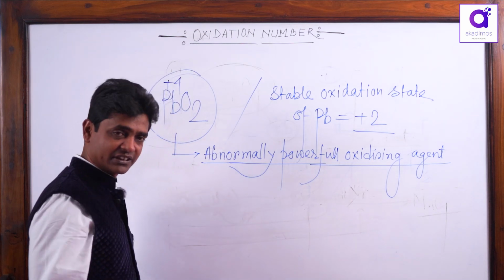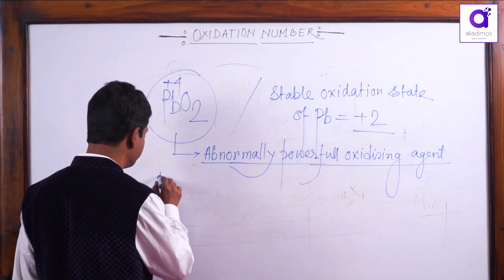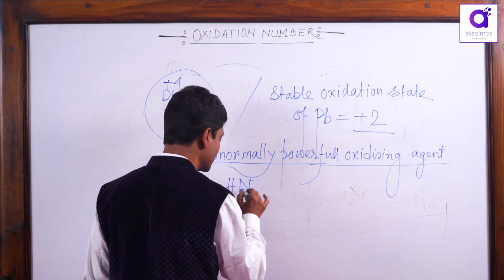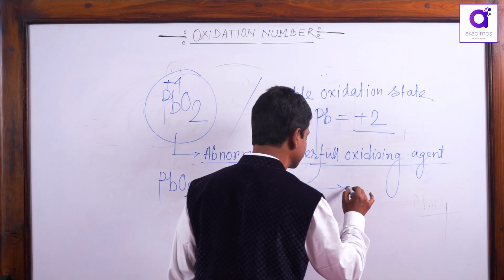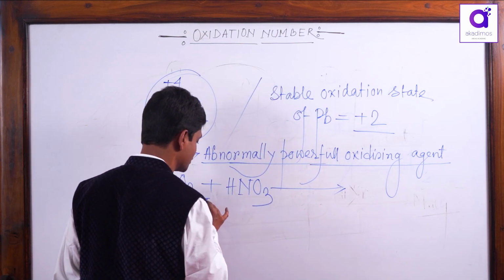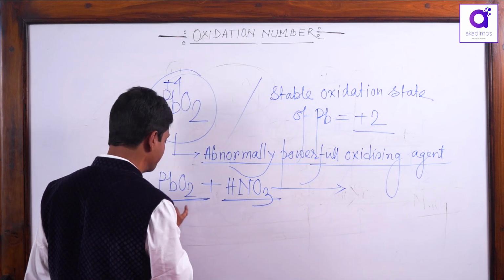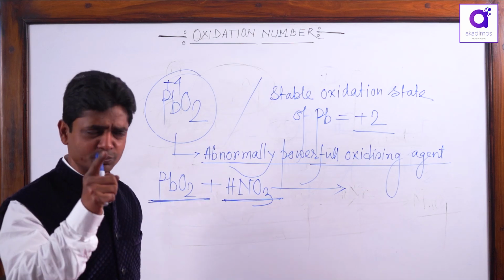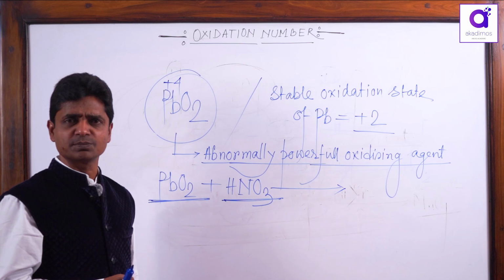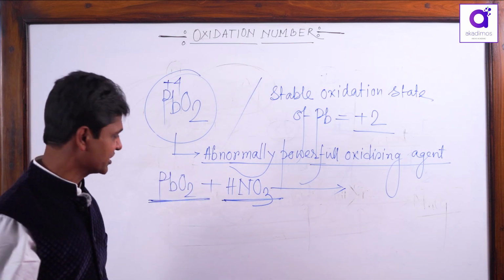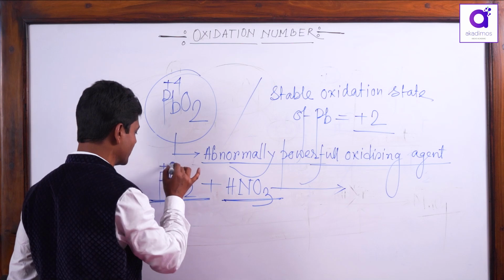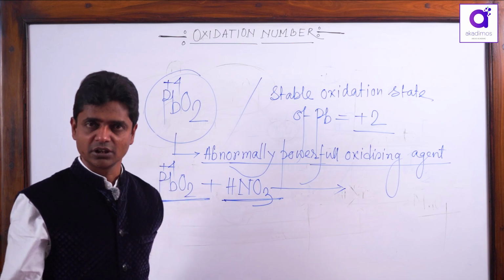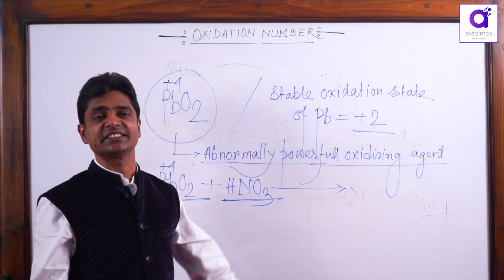Now, what reaction came in JEE Advanced? PbO2 plus HNO3. The question was, what gaseous product will we get in this reaction? See, how will I predict the gaseous product? The oxidation number helps to predict it. I told you it is an abnormally powerful oxidizing agent. It will oxidize someone. Which atom will be oxidized in this reaction?